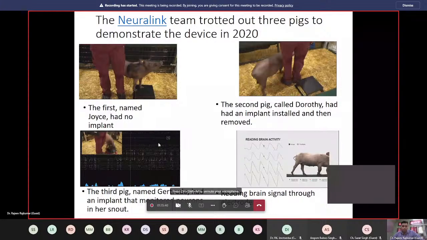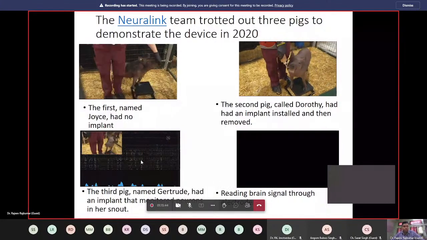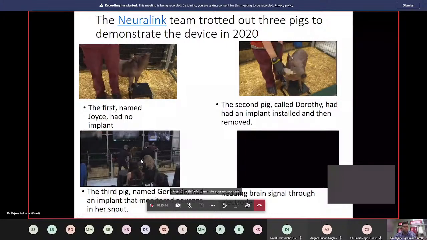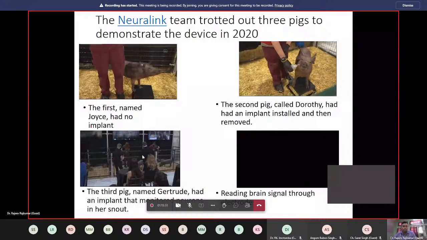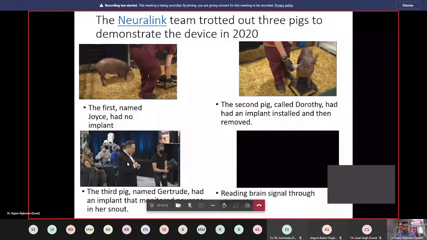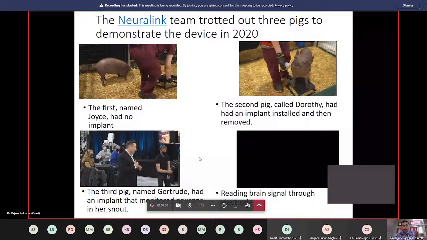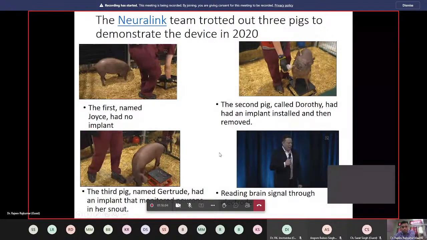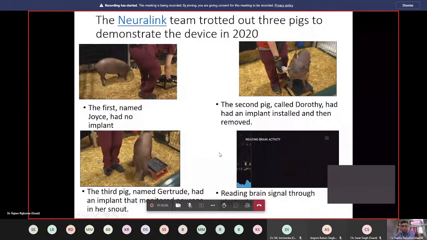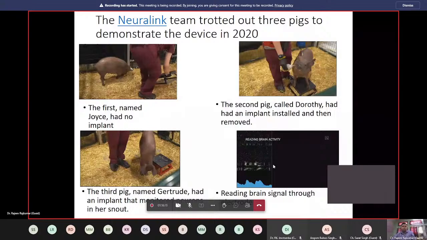Then the third one is Gertie. Gertie has the implant and monitors neurons in her snout. So they are reading the brain activity inside. Whenever they feed her some little things, the spikes come out. They used to do this kind of work in 2020. So first they have tried it in the pig. And the fourth one is reading brain signals through electrodes. See, they have predicted using some machine learning or something like that.